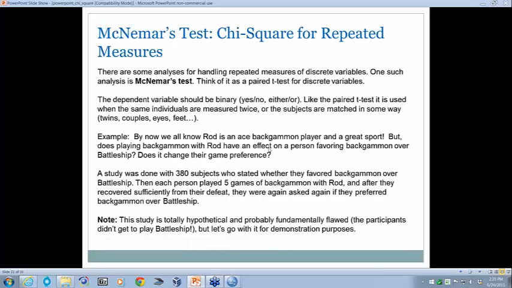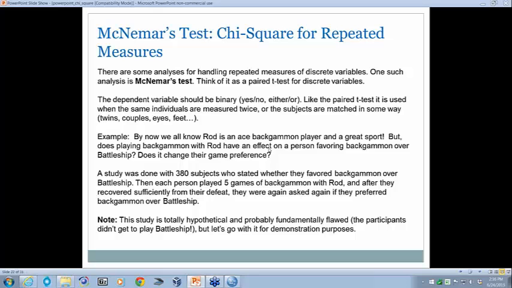Very useful. Okay, I promised that we might look at something with a repeated measures element, and it's called McNemar's test. It's also an exact test, and it's a chi-square for repeated measures. There are some analyses for handling this besides McNemar's, but we're going to look at McNemar's today. For a McNemar's test, you want your dependent variable to be binary, yes, no, either or, one or the other. It's like a paired t-test.